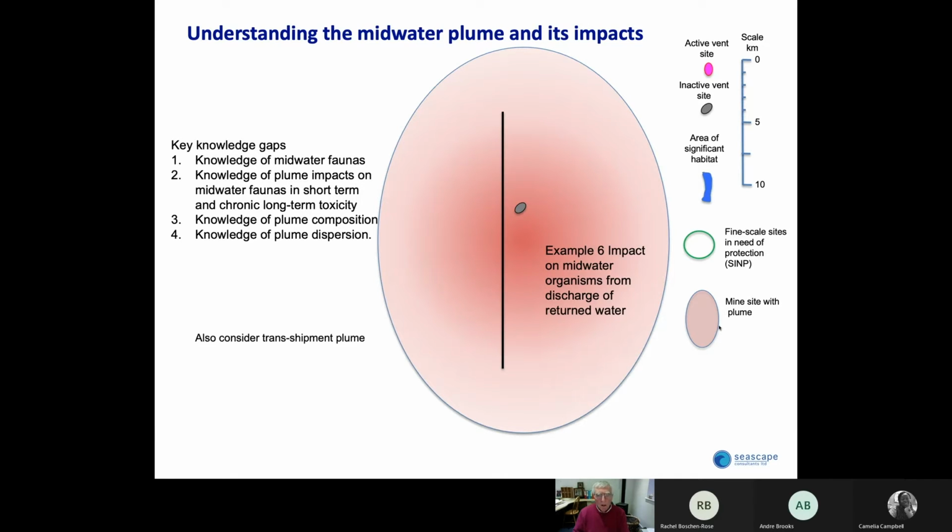We also need to consider the transshipment plume, where the ore is transferred from the support vessel to the barges, which may come every few days or week to pick up the ore. It may need to be transported in a wet state, and that water may need to be put back into the ocean. Our recommendation would be that that should be put back with the returned water from the main riser pipe.